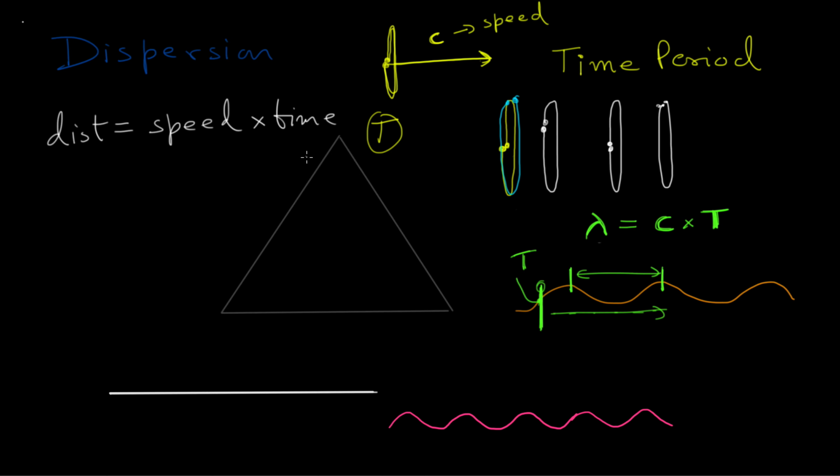So the speed was c, of the wave or of the disturbance, and the time is the time period. The distance traveled by the wave in one time period is called the wavelength. So I cannot deny this equation, can I? Because I am defining wavelength like that. Is that clear?